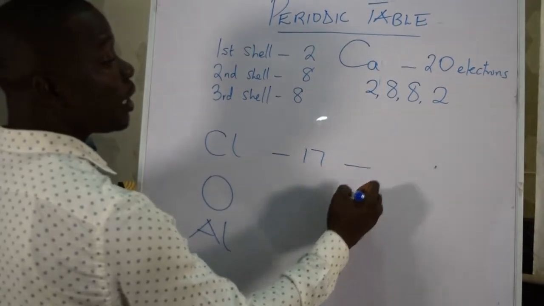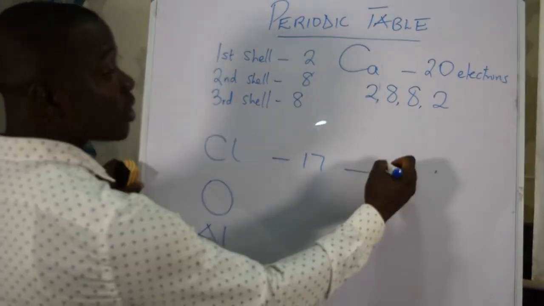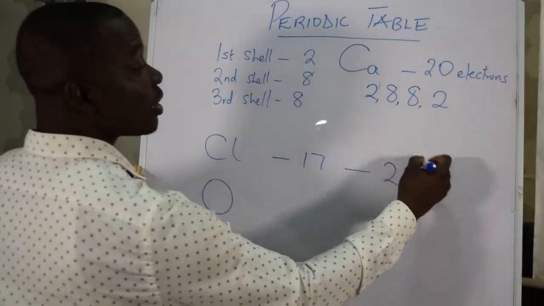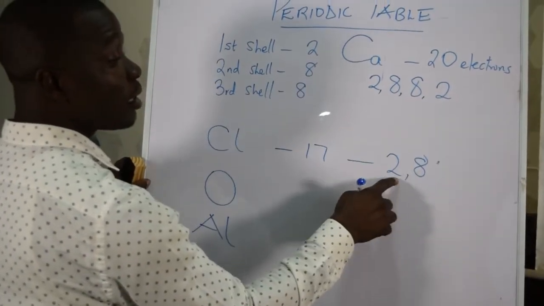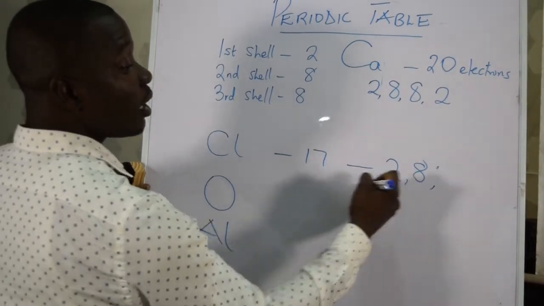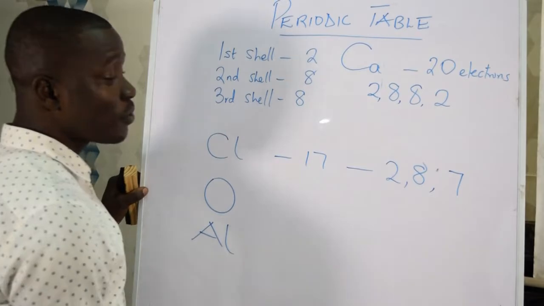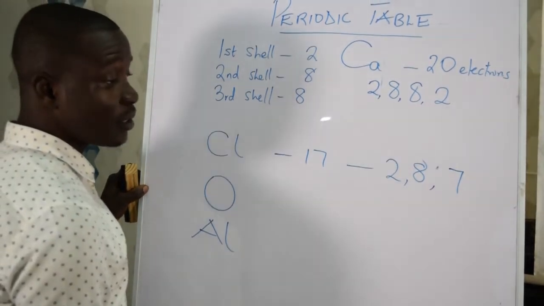Now when we want to write the electron configuration, the first shell takes 2, to be left with 15. The second shell can have its maximum of 8. That will be 10, and then we'll be left with 7. So the electron configuration for chlorine is 2, 8, 7.